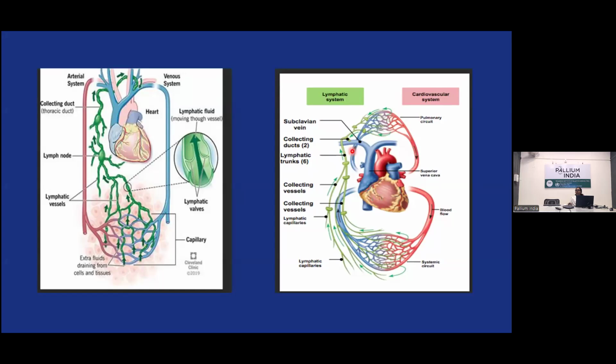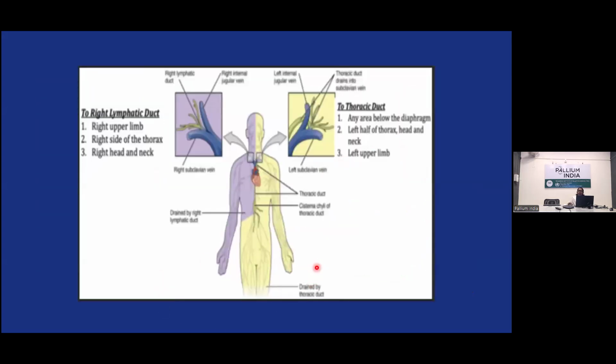The last point is that lymphatic fluid enters into the subclavian vein. You can see this picture on the right. We have two major ducts, the right lymphatic duct and the thoracic duct. Fluid from the right upper limb, right side of the thorax, and right head and neck goes directly into the right lymphatic duct, and the remaining parts go to the thoracic duct. Okay, clear?